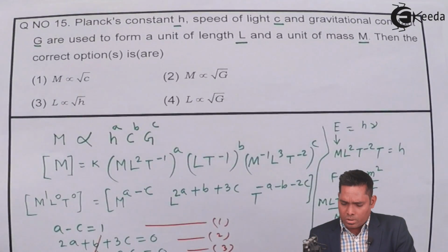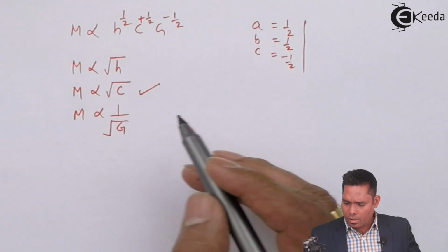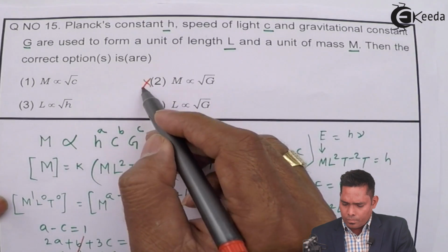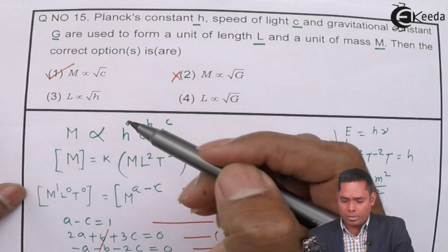If I see the options, M proportional to root of c, this is correct. M is proportional to root of g, this is not correct. This is wrong. So only this one is correct: M is proportional to root of c.